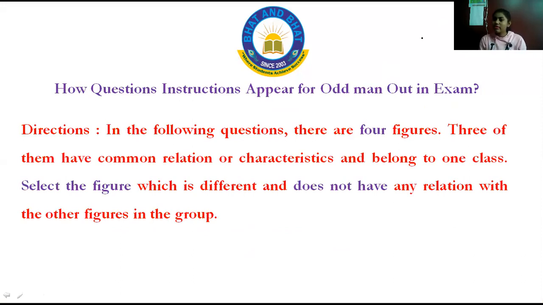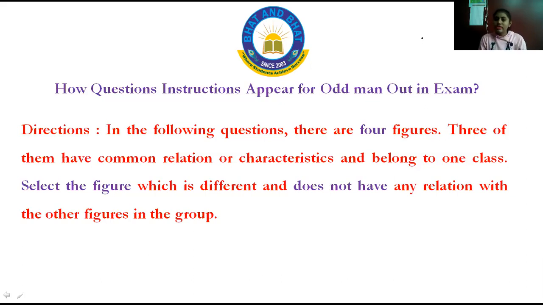Now, how will the question arise for Navodaya? Let us see the direction. In the following questions, there are 4 figures. They will give the 4 figures, and 3 of them have a common relationship or characters, the same features, and belong to one class, and one will be different. So what you have to do is take out the one which does not belong to the group.